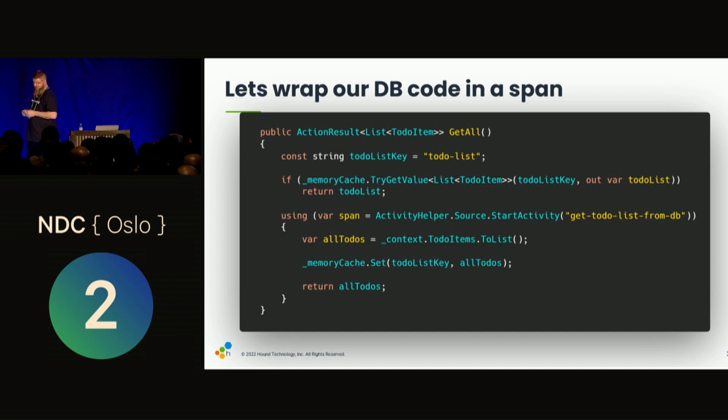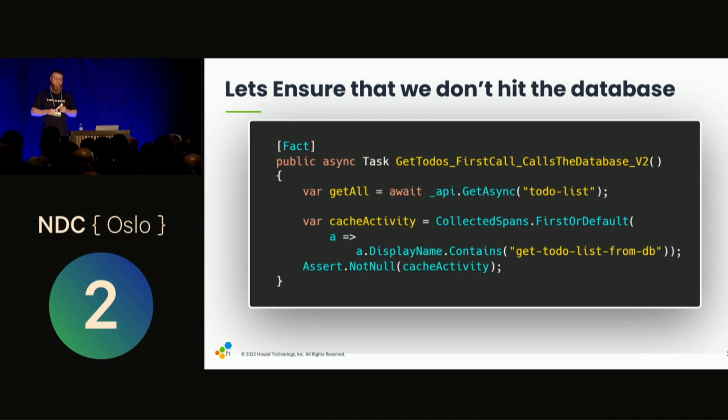So now what we can do, that caching code that we talked about before, what I've done is I've wrapped it in a using statement. I've created an activity called getToDoList from DB, and I've wrapped the bit where it goes to the database in that span. Now, the reason I've done that is because that's something I would probably want to report on in production. In production, I'd want to know how many times did it go to the database versus how many times did it not go to the database. So we've got a span created now for every one of our calls that comes in only when it hits the database. So now we can write a test.